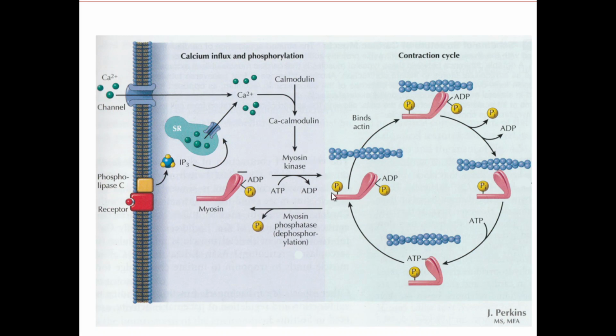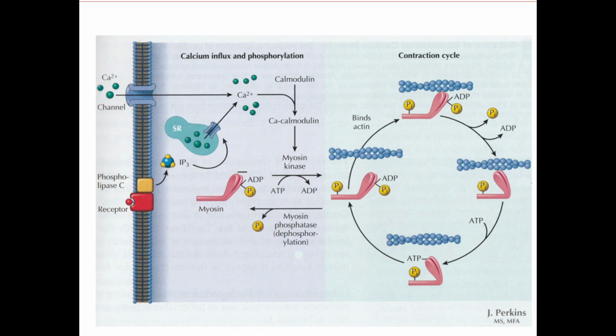When myosin kinase phosphorylates myosin, we now say that this myosin is activated. So at this point, the myosin can bind to the actin, and the cross bridge will occur, and we will have sliding of the filaments by each other, and we will then have tension created. So as long as we have calcium present, that will activate myosin kinase, and we will have contraction occurring.